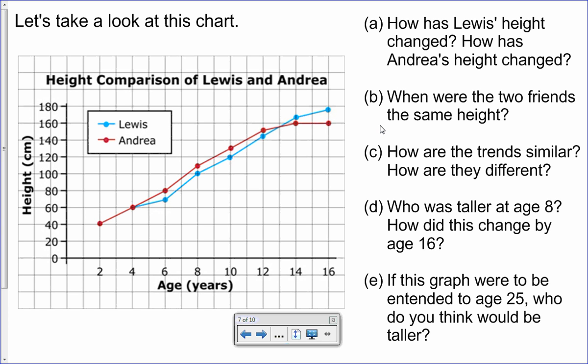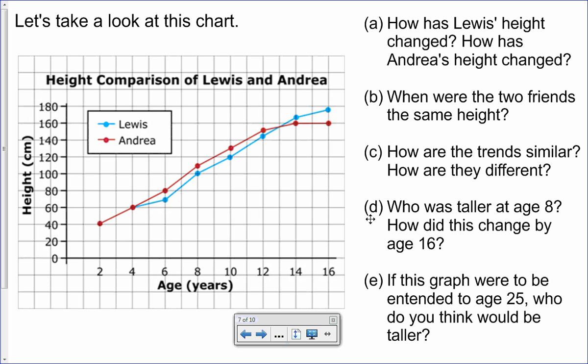Part B, when were the two friends the same height? Well, if we look at year 4, we see both the red and blue values are exactly the same. Part C, how are the trends similar and how are they different? This goes back very much to part A. They're similar in that for most of the time their heights have increased, but the key difference is that while Lewis' height is continuing to increase, Andrea's height growth has stopped and she's staying at the same height.